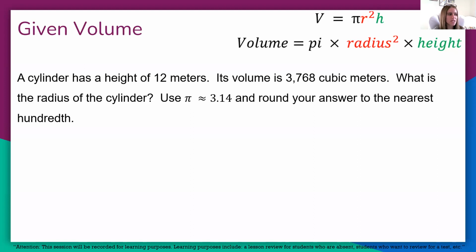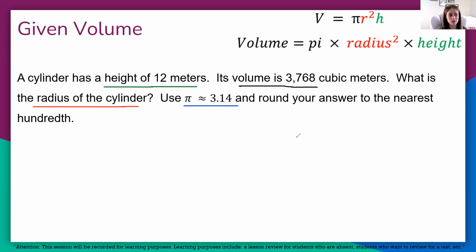Okay, we are now in our last set here. What happens when you are given the volume and you need to find either the height or the radius? Let's find out. A cylinder has a height of 12 meters. The volume is 3,768 cubic meters. What is the radius of the cylinder? And we're going to use 3.14 for pi.